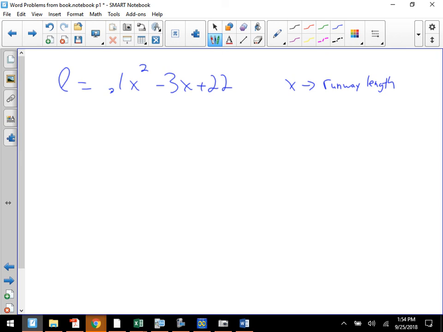No, sorry, x is the speed. L is the runway. Okay. So if the pilot's landing on a runway that's 2,000 feet long, how fast can they be going? You know that the runway has to equal 2,000.